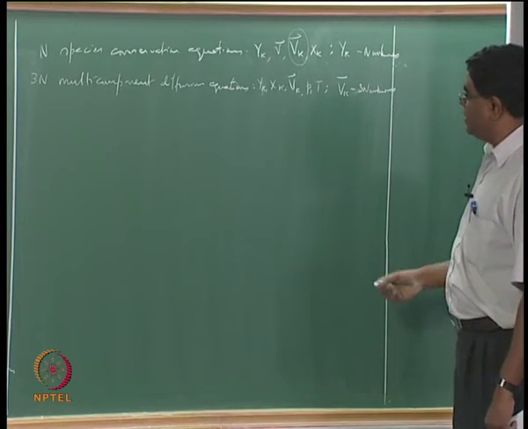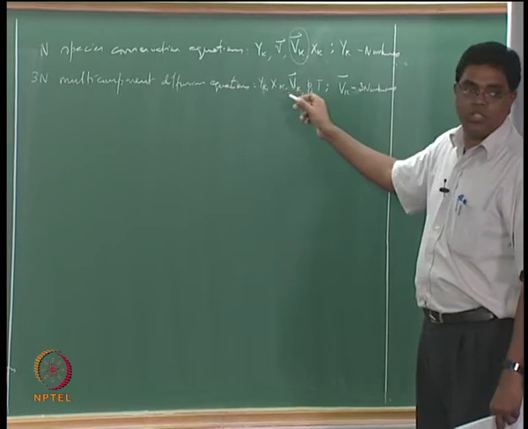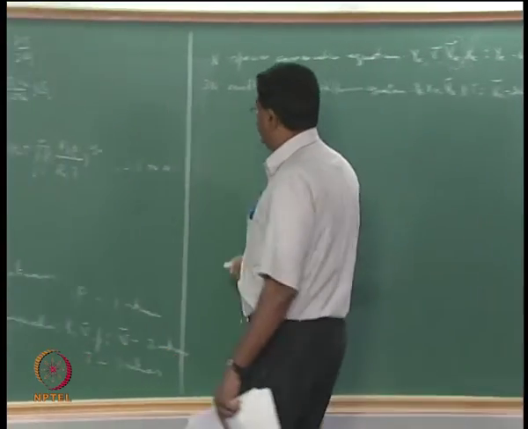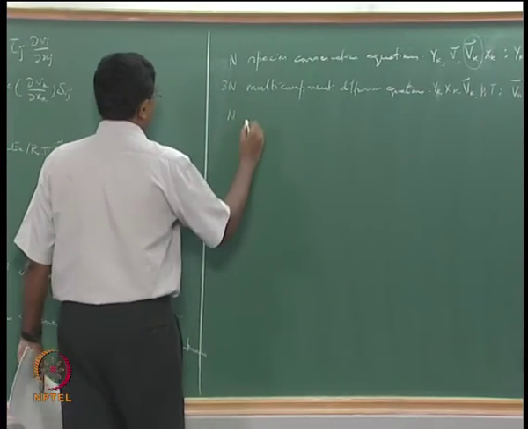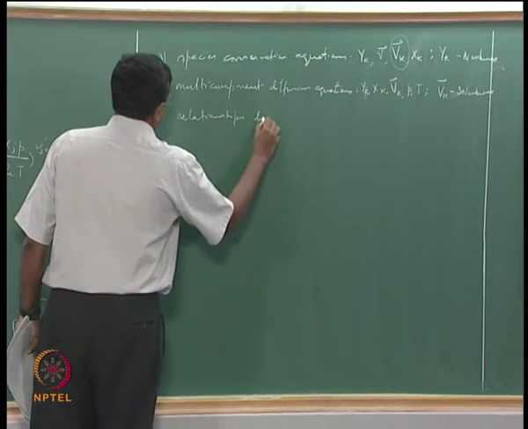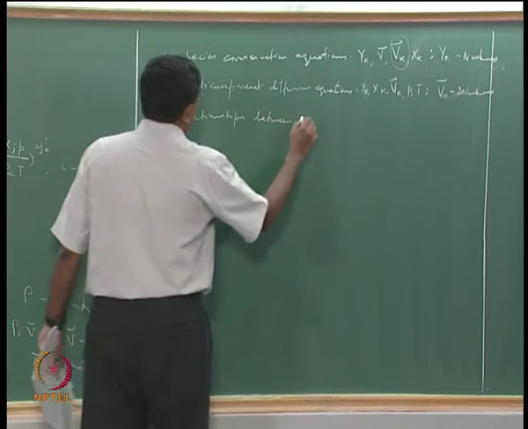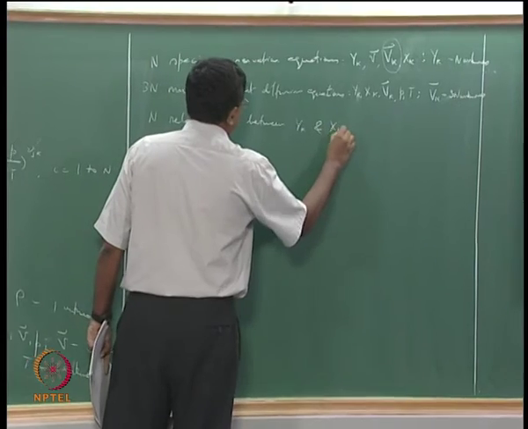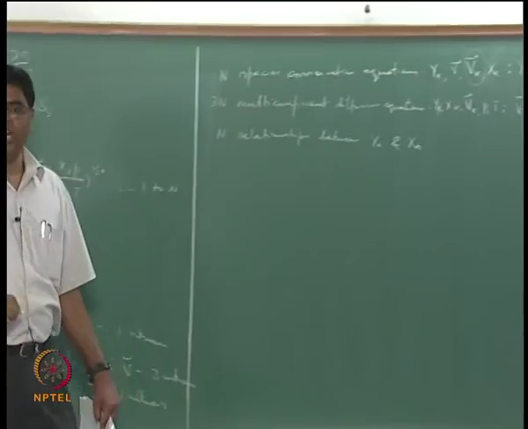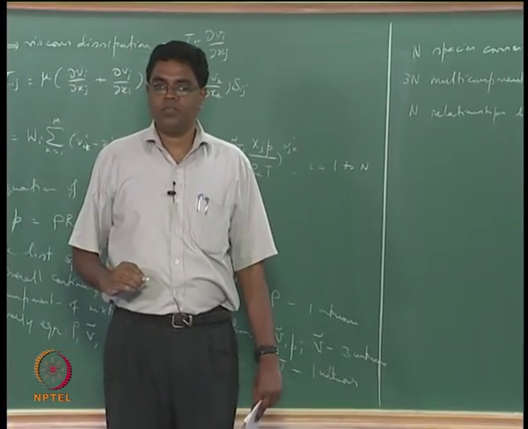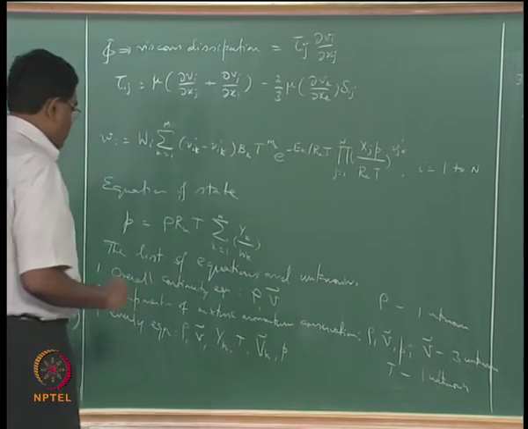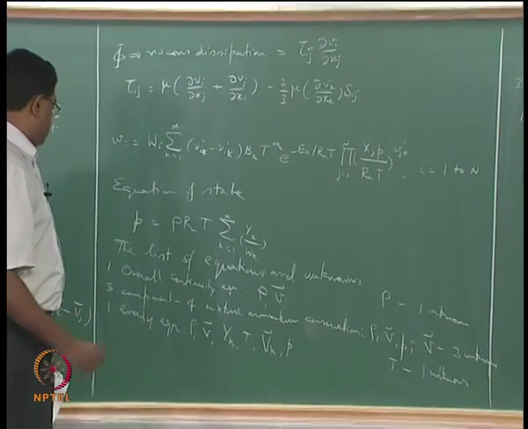But what are we still missing? We still have to count xk as n unknowns. Therefore there must be one set of n equations, n relationships between yk and xk involving all the molecular weights. Did we close the set? Maybe not.